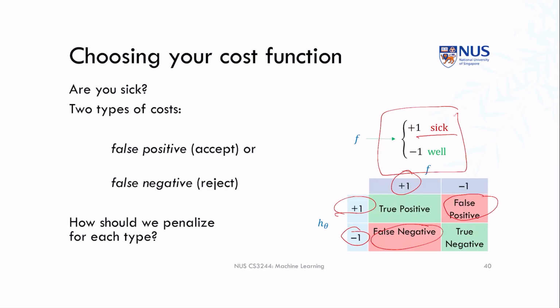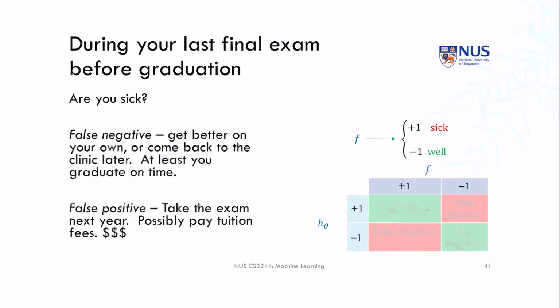So we can think about how we should penalize each type. In the original formulation that we saw on the last slide, both the false positive and the false negative were cases where the prediction is not equal to the correct classification, so they're given a cost of 1. But we might think that one of these cases is worse than another.